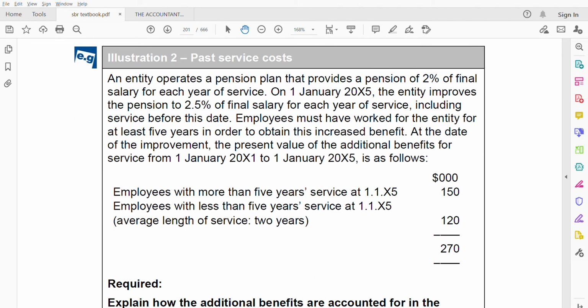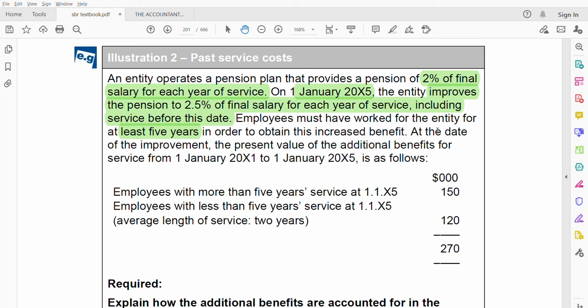Now let us go to the illustration 2, the second illustration. An entity operates a pension plan that provides a pension of 2% of final salary for each year of service. On 1st of January 2005, entity improves pension. Improves means they are increasing the pension. The rate was 2%, now they are taking 2.5% of the final salary for each year of service, including service before this date. Employees must have worked for the entity for at least 5 years in order to obtain this increased benefit.